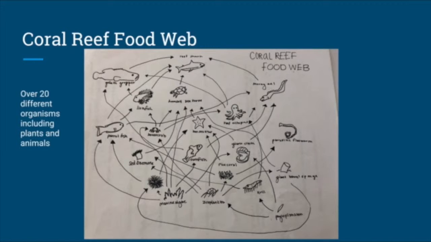Meanwhile, many organisms at the bottom of the food web have arrows pointing away from them, meaning that they are the ones being consumed. For example, the zooplankton at the bottom is being consumed by the rice coral and also the box crab. Meanwhile, the animals and organisms in the middle of the food web act as both predator and prey. For example, the reef octopus is both food for the Goliath grouper, and it also consumes the giant barrel sponge over here.